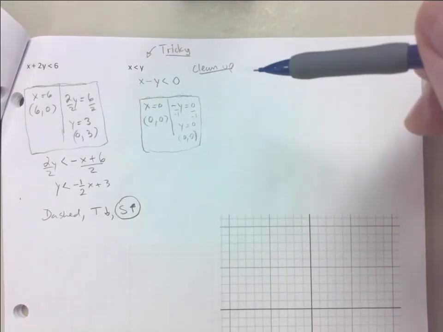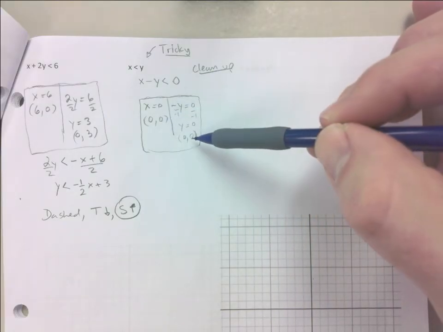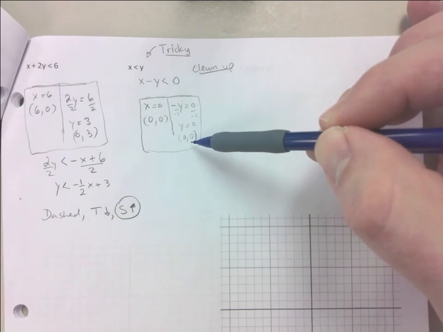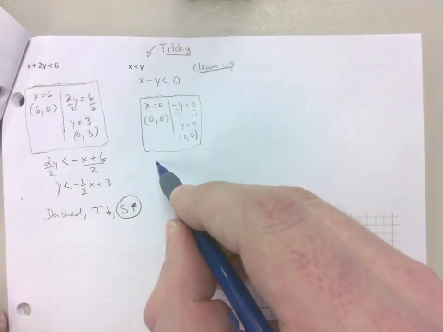So here's a problem with this one. If you connect 0, 0 with 0, 0, do you have a line? You don't have a line. So you need to come up with another point. You need to find another point in this equation. So there's two options. Let's rewrite this thing.